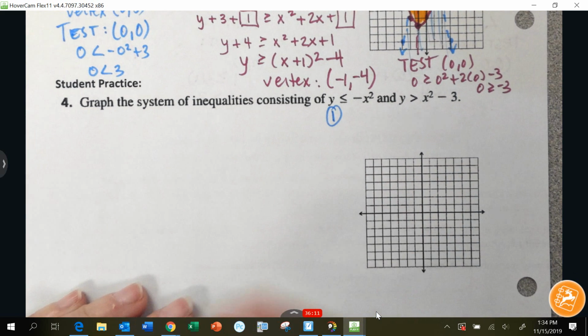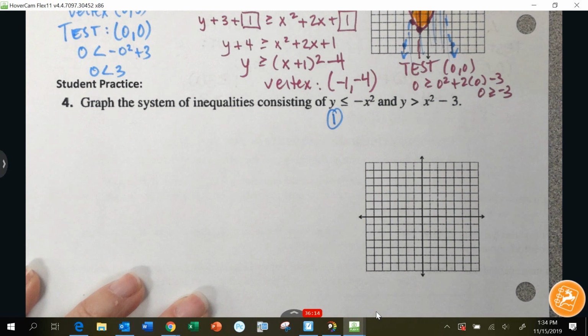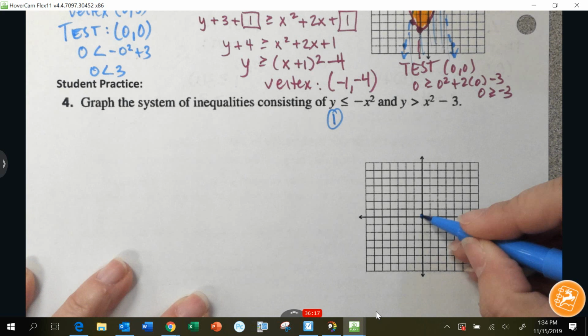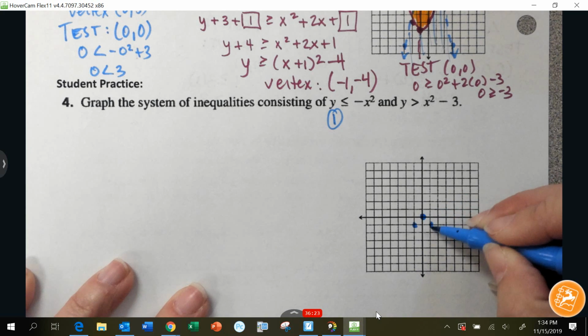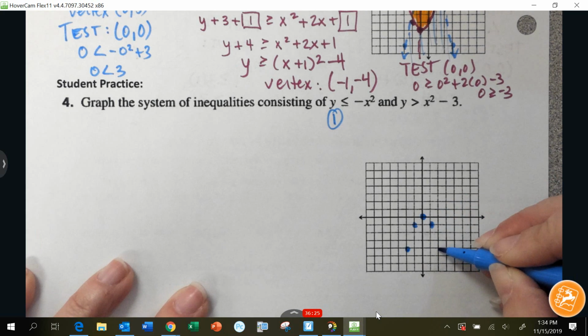How do I graph y less than or equal to negative x squared? Where's my vertex? 0, 0. And what do I do from there? And stretch or shrink? Nope. Okay. Is it going to be solid or dashed? Solid.